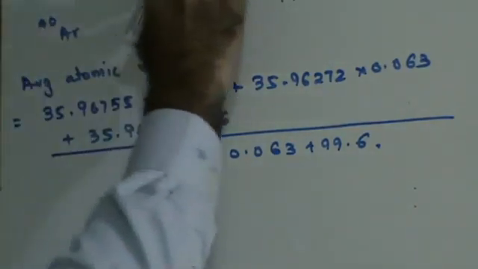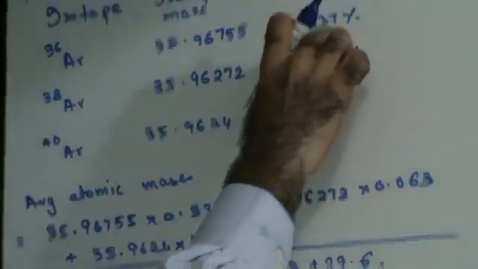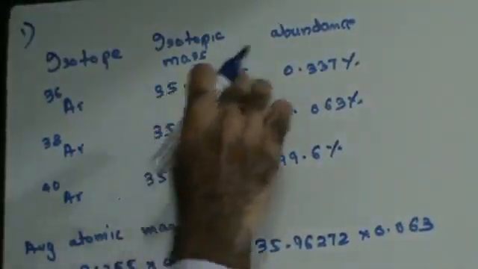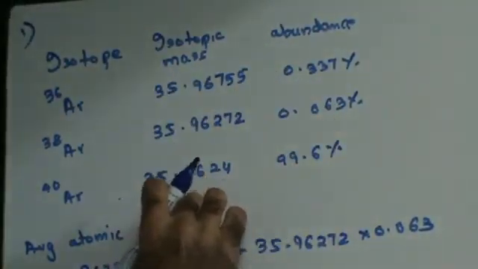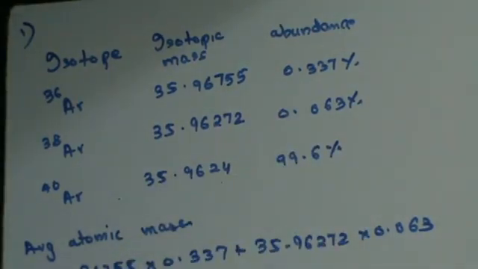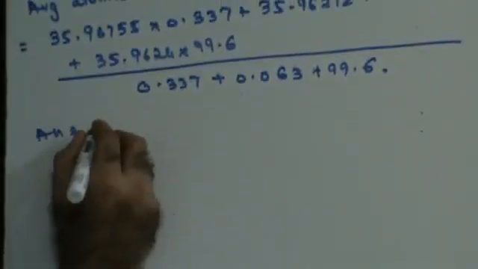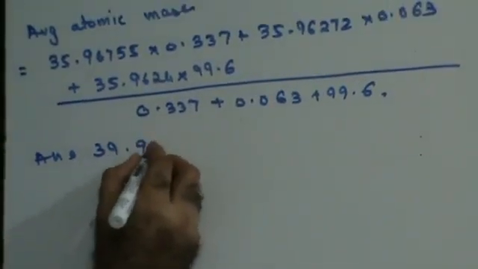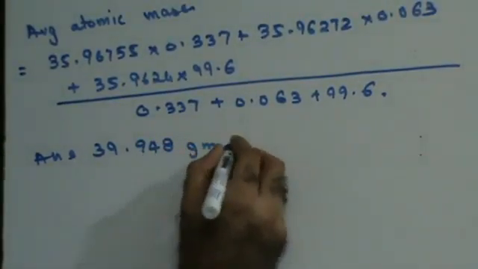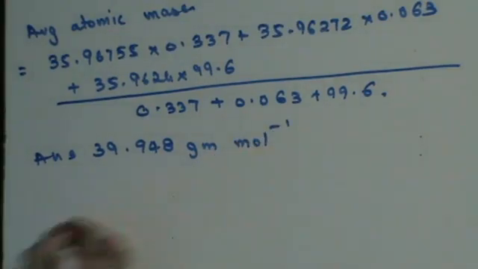How do you get it, guys? Isotopic mass multiplied by the abundance, divided by the sum of abundance. When you solve this, you should get this answer as 39.948 grams per mole, right? I'm going to solve the sum partially, you can complete the sums later. Take on next one please.